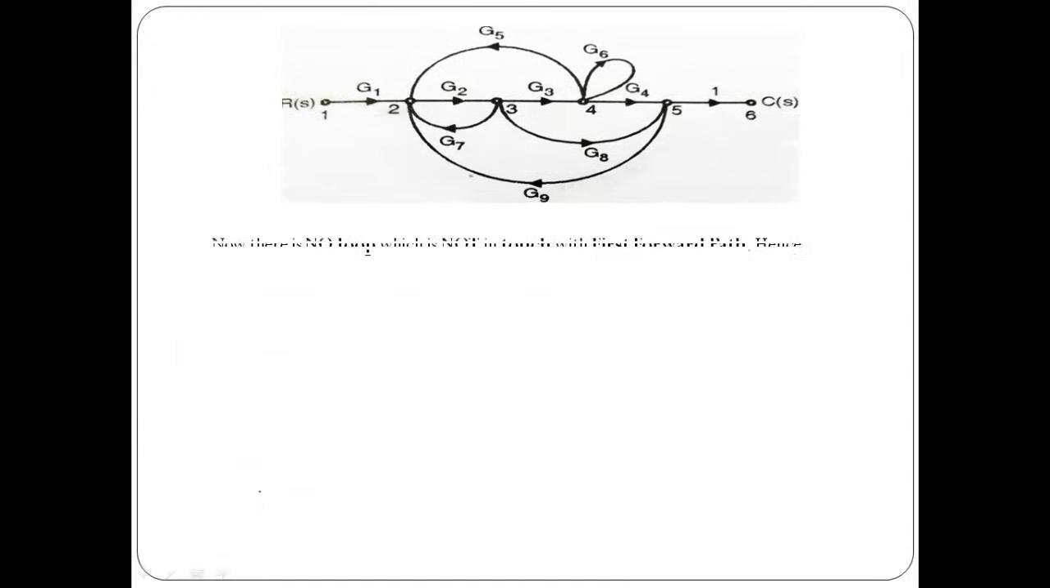Then we need to find out whether there is any possibility of having loops, maybe an individual loop, maybe a pair of two non-touching loops or three non-touching loops, that are not in touch with the first forward path. I think there will be no such loop available in the circuit, because the first forward path is exactly the straight line like this, and all the loops in the structure are going to touch at one of the nodes, maybe at node 2, 3, 4 or 5, to that particular forward path.